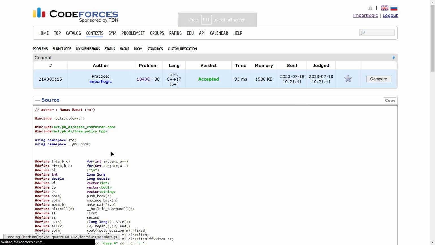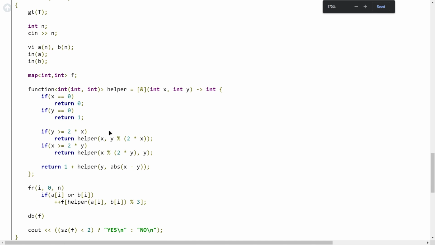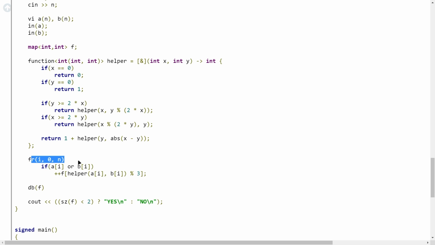So this is my code, and what I have done is I have created two vectors a and b, and I have taken input in it. I have created a map. This is my helper function. We'll discuss in a while why we need it. And we run a for loop, and we have this if condition in place.